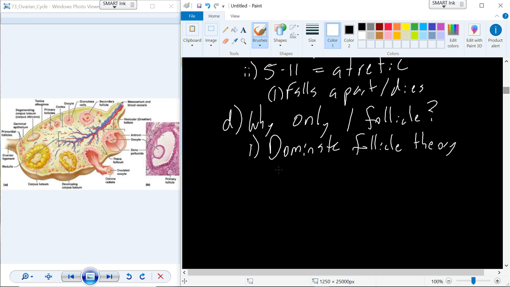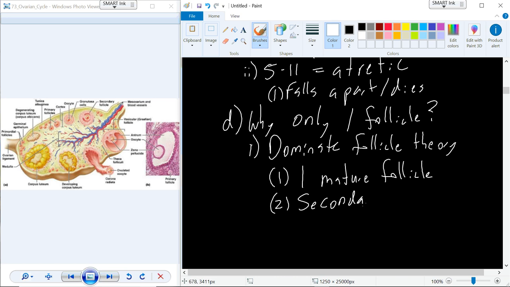So this idea of the dominant follicle theory is that you're going to have one follicle that for whatever reason develops quicker than the other 5 to 11 that have entered the process. So one mature follicle develops quicker than the other 5 to 11 follicles. At the secondary follicle stage, the secondary follicles are sensitive to FSH. And so we have FSH sensitivity.